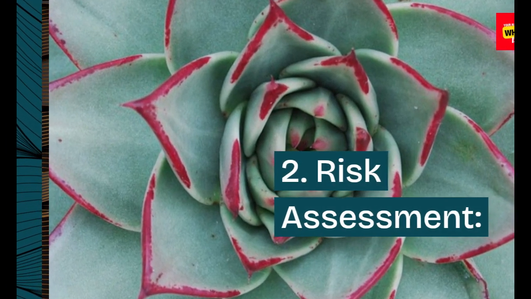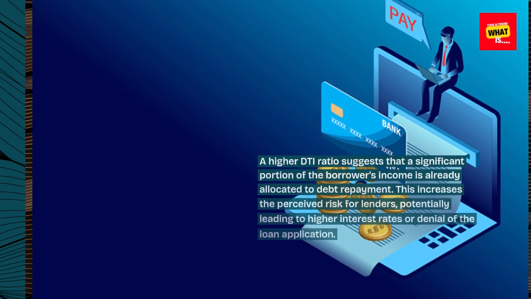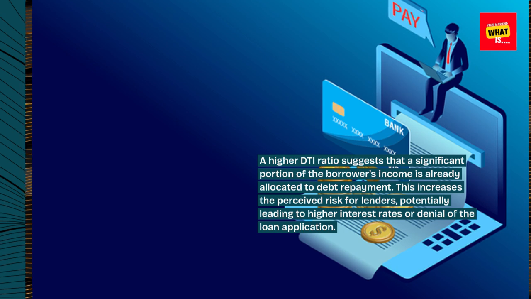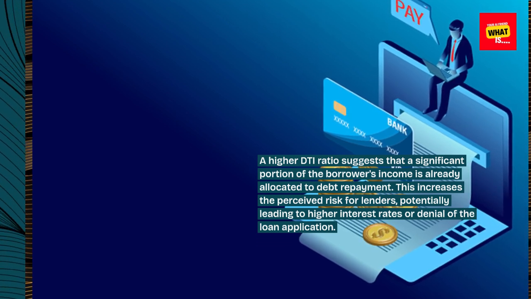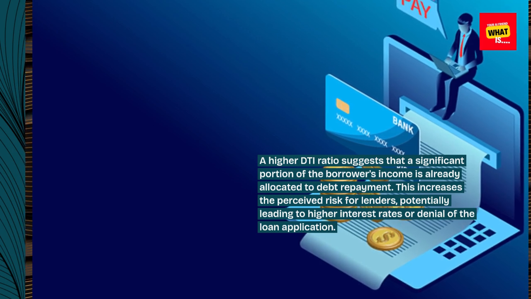2. Risk assessment. A higher DTI ratio suggests that a significant portion of the borrower's income is already allocated to debt repayment. This increases the perceived risk for lenders, potentially leading to higher interest rates or denial of the loan application.